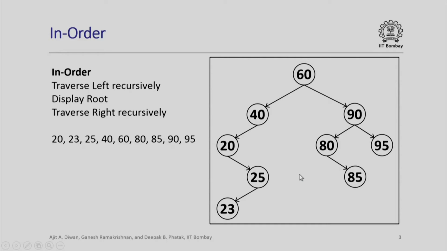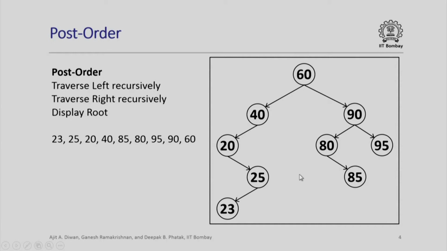You would have guessed by now what the post-order traversal would be. Here we traverse the left recursively, then right recursively, and then we display the root. So this will be the order in which, for example, the data will be printed out if we do a post-order traversal. First 23 will come, then 25, then 20, then 40, then 85, then 80, then 95, then 90, and finally 60.